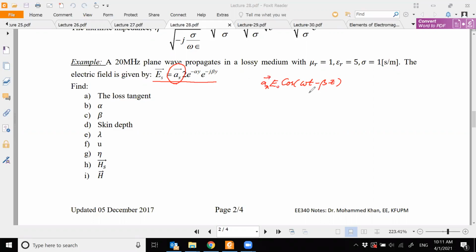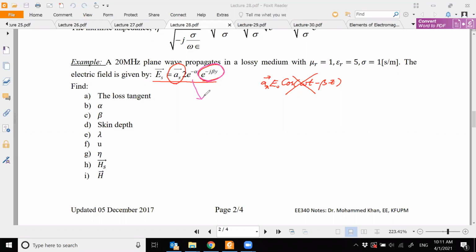This is the argument. But now we don't have it in the time domain, we have it in the phasor domain. No problem. Look at this. It will be the y-axis. You have to look at this one.